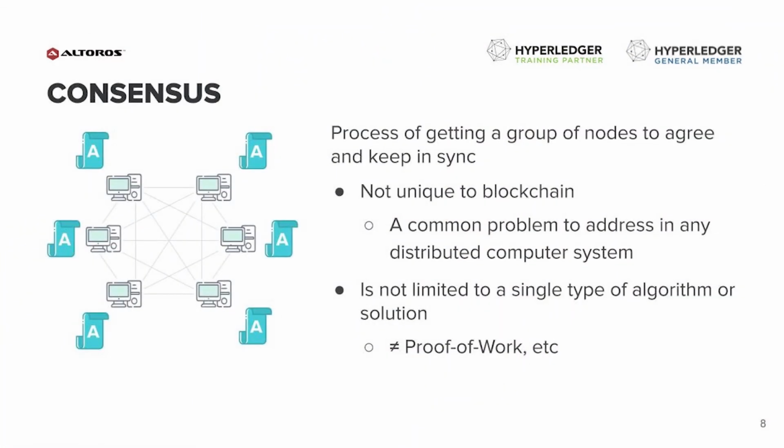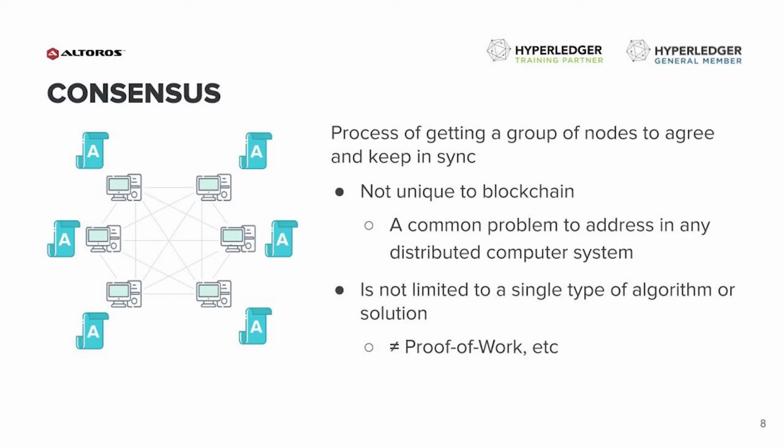And this will bring us to the topic of consensus. This term appears frequently and can be used to refer to a range of different things, leading to some confusion. But at a fundamental level, all consensus really is the process of getting a group of nodes or computers or processes on a network to agree and keep in sync. That's really it. So this is not something that's inherently unique to blockchain. It's actually a common problem in most distributed computer systems.